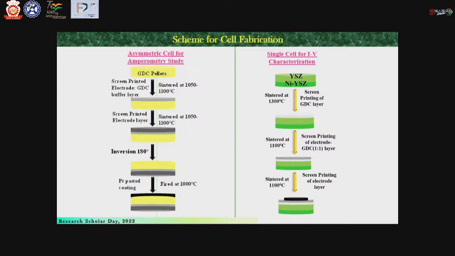Here I have shown the scheme for the cell fabrication. This is for the asymmetric cell fabrication and this is for the single cell fabrication. For the asymmetric cell fabrication, we have applied platinum and MIEC air electrode of choice on the GDC based pellet, and for the single cell fabrication, subsequent layers of GDC based interlayer, buffer layer and MIEC air electrode layer were applied onto the nickel YSZ half cell.